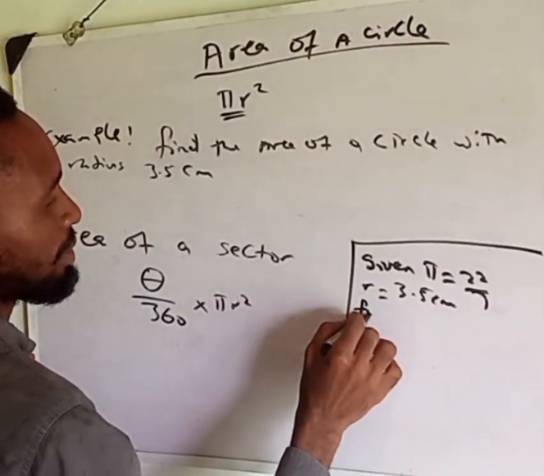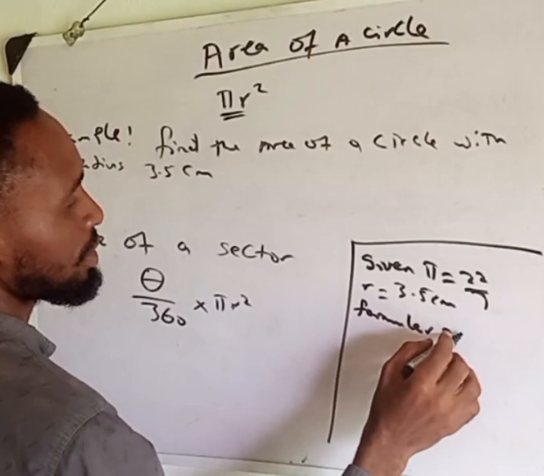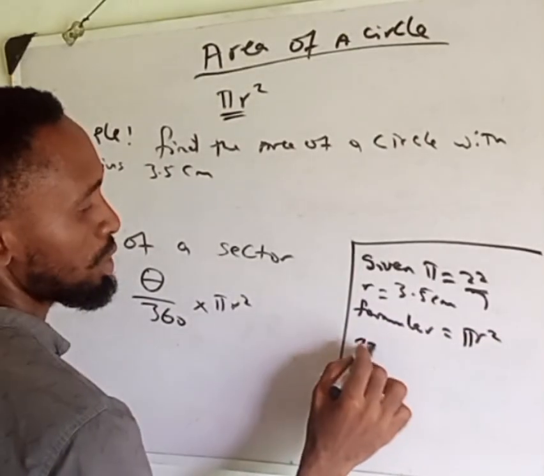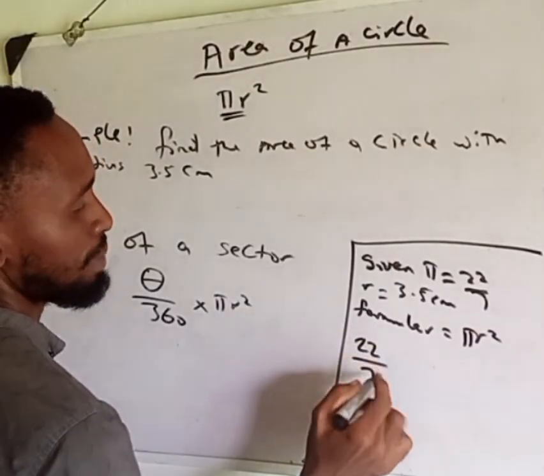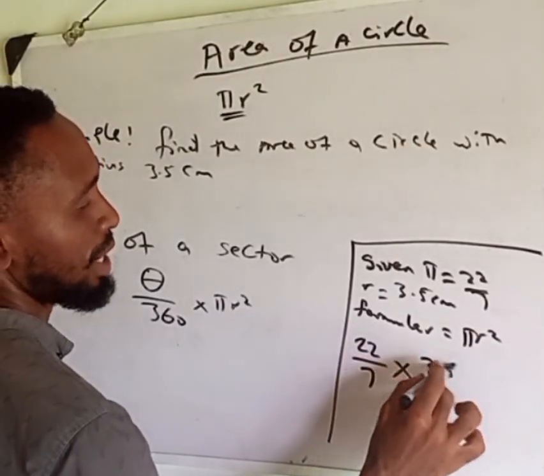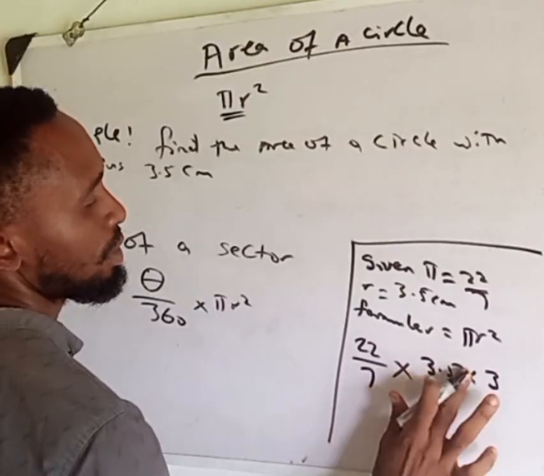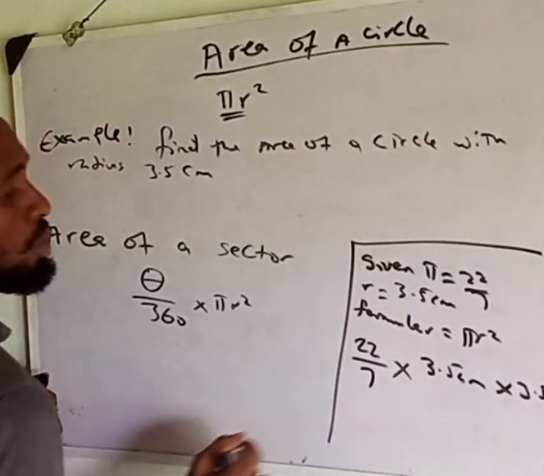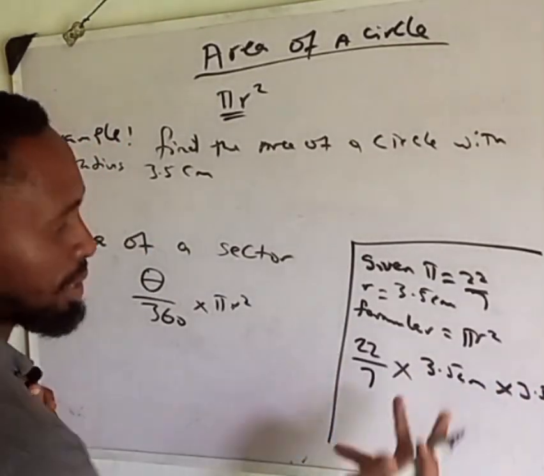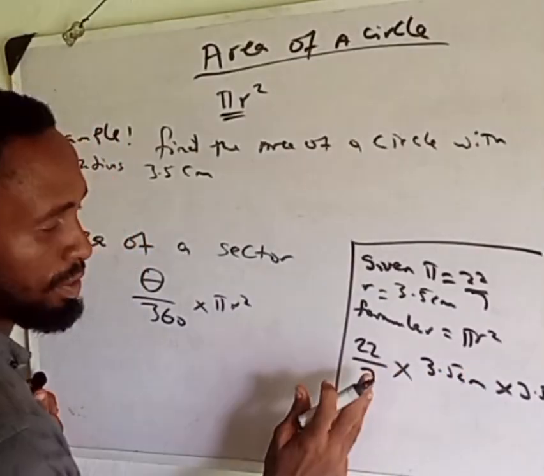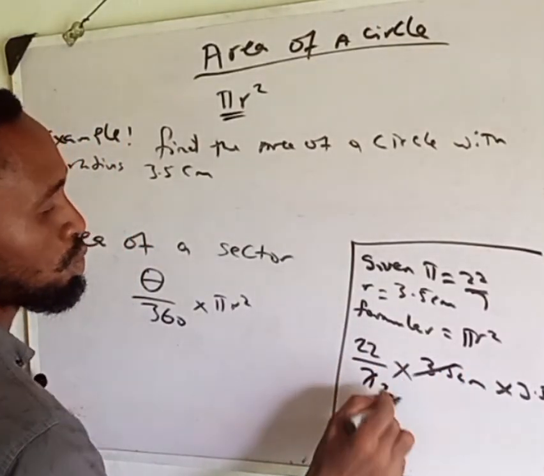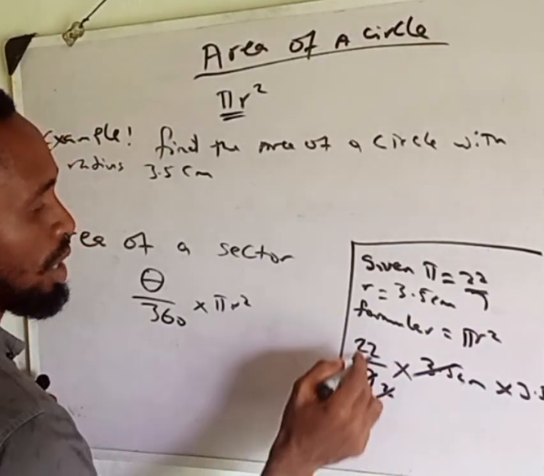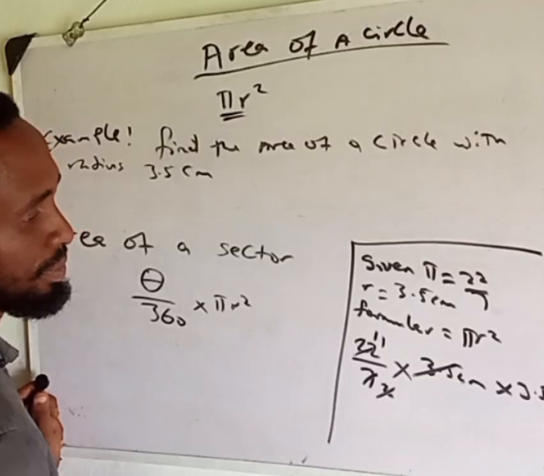Then we have that the formula is equal to pi r squared. When we substitute this, we have 22 over 7 times 3.5 cm times 3.5 cm. So remember, I can simplify this because 3.5 is half of 7, right? So if I cancel it, I'll have 2 here. 3.5 is half of 7, so I can divide both of them. I have 2 here. I can also divide this, I'll have 11 here, right?